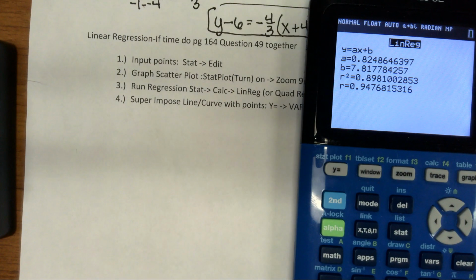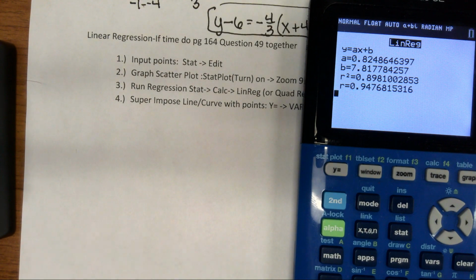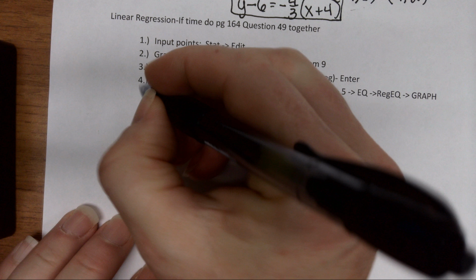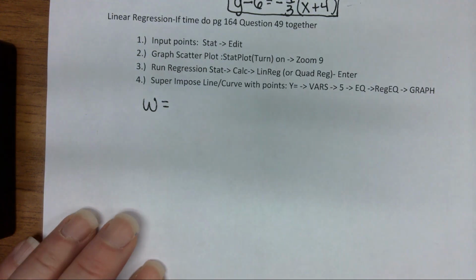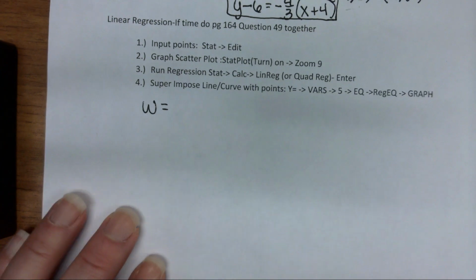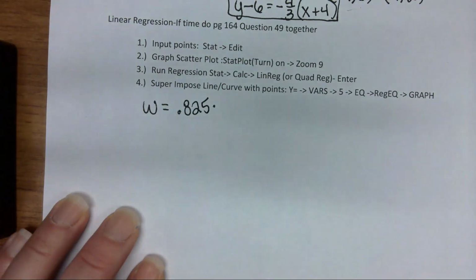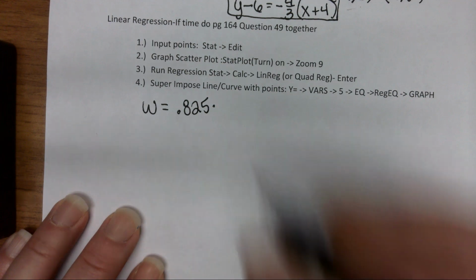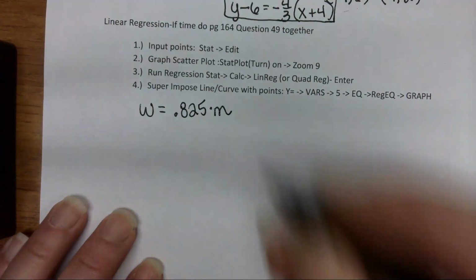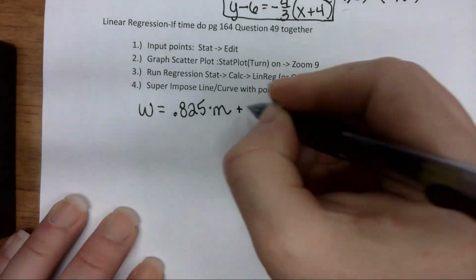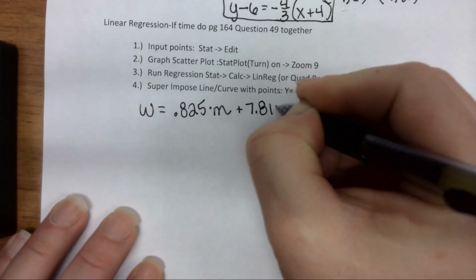Okay, now let's write this in terms of our data. What was in list 1? The age in months, right? And list 2 was the weight. So instead of y equals, I'm going to write the weight of the child equals 0.825 times their age in months. We can use A or M for month. I'll do months. Plus 7.818. Are you understanding where that comes from?